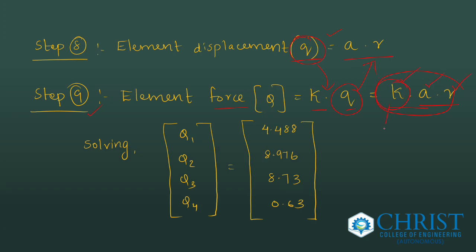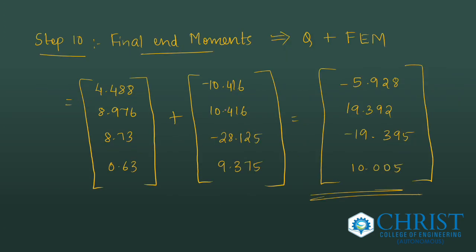Here this K represents element stiffness matrix, that 4 by 4 matrix. Element stiffness matrix, not the system stiffness matrix. Then substituting, you will get a capital letter Q, which is called the element forces. We get four values, then add it with the fixed end moments obtained at each joint, that is AB, BA, BC, and CB. Then you will get the final end moments. This is how we solve this problem for a continuous beam. Thank you.